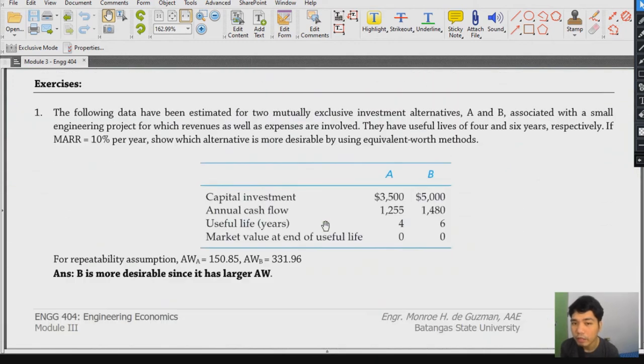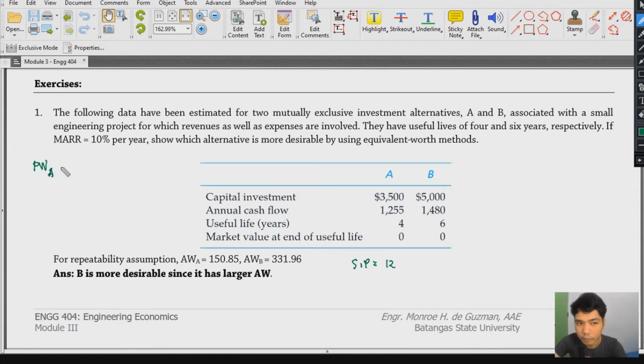Now, I think I need to go back to your number 1 and just to show you how it is done when you want to solve for the present worth using the repeatability assumption. So, sabi natin before kasi, when we have the repeatability assumption, kailangan yung ating study period would be the same, and that is something like the multiple of your useful life. So, in this case, yung ating useful life is 4 and 6. So, therefore, yung ating study period would be 12 kasi that is the lowest common multiple for this.